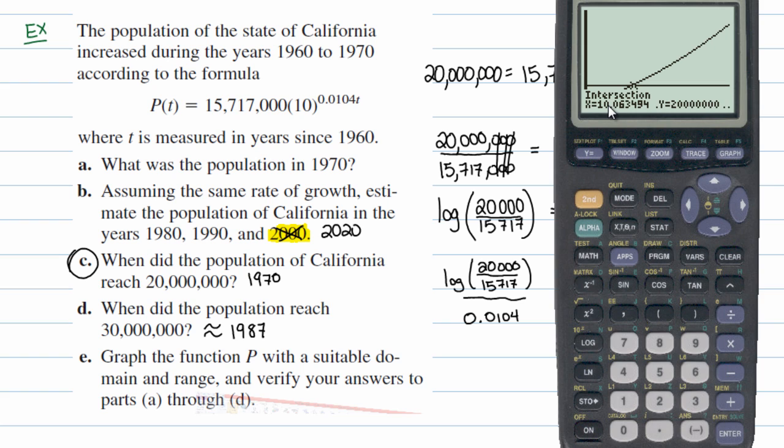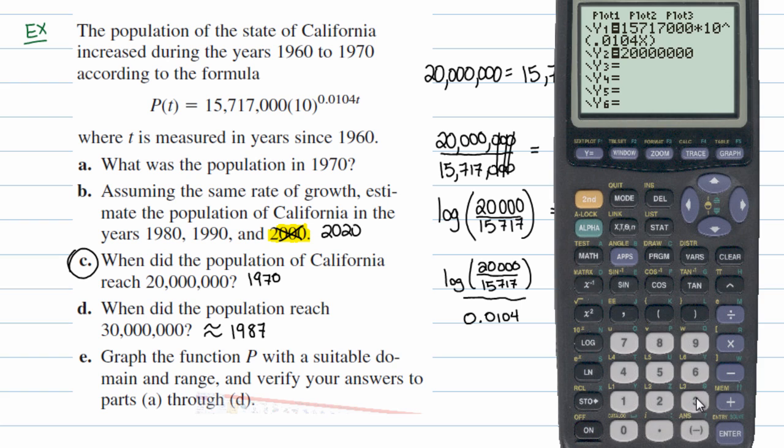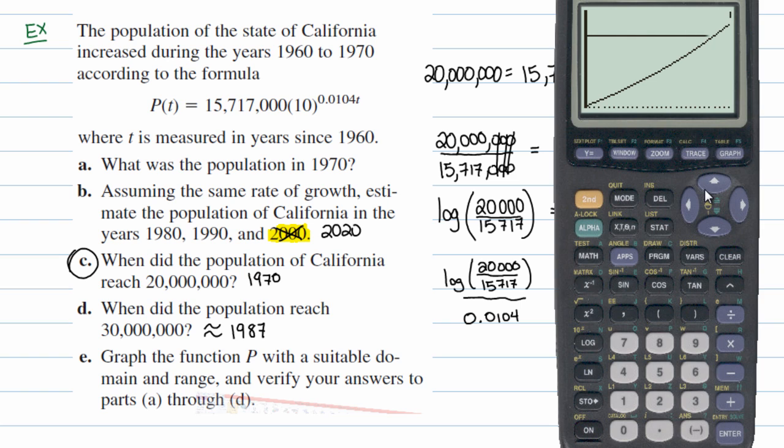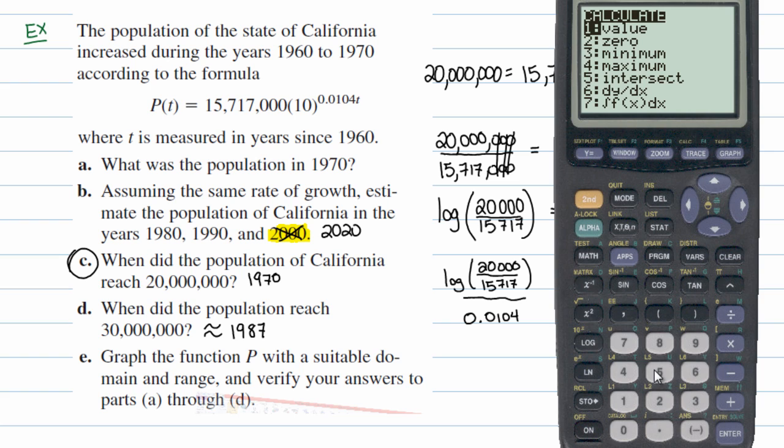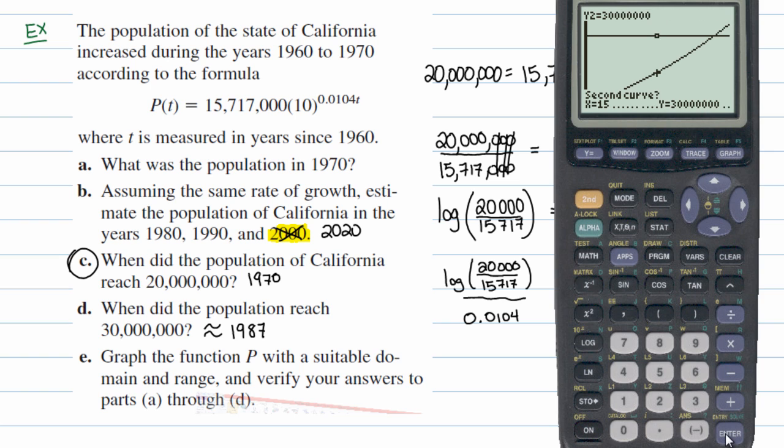And you could do the same thing with 30 million. So here's the exponential function. There's 30 million. Let's find where they intersect. Second trace. Choose option 5. Yep, that's the first curve. Yes, that's the second curve. Then get kind of close, but you don't really have to in this case. Hit enter. And there you go. It happens at 26.99, so I just rounded up to 27. 27 years after 1960, which would be 1987. That's how it's done.